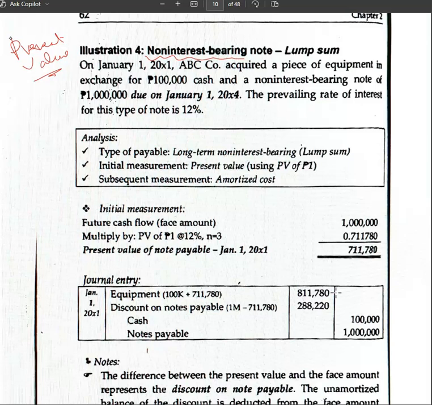Let's have this illustration. January 1, 20X1, ABC acquired a piece of equipment in exchange for 100,000 cash and a non-interest-bearing note of 1 million due on January 20X4. That is exactly 3 years, right? Promissory note. The prevailing interest rate of this type is 12%. We will use this as our imputed interest to compute the present value of this promissory note. And please don't ignore that we have a cash given here. The problem is we don't find a value for the equipment. So our valuation will depend upon the present value of the non-interest bearing note, using that imputed interest, and the cash.